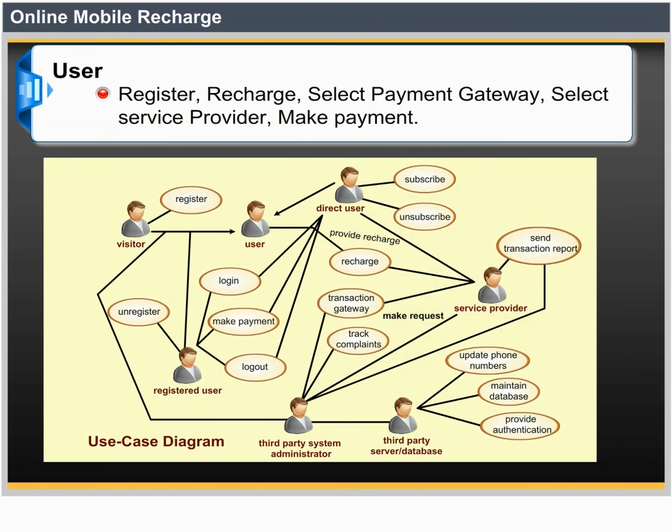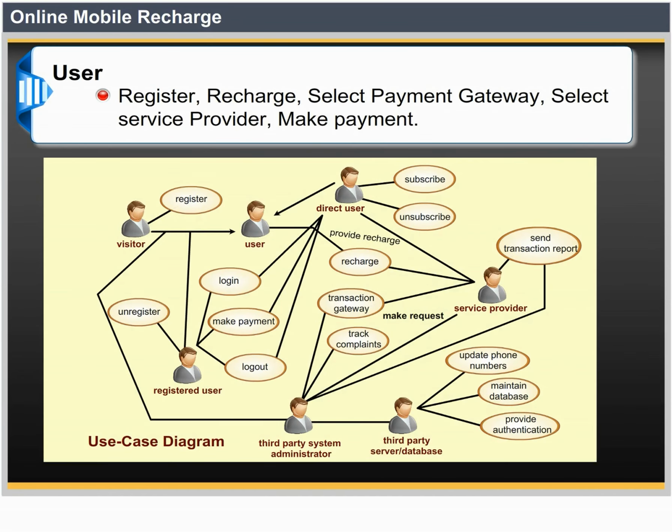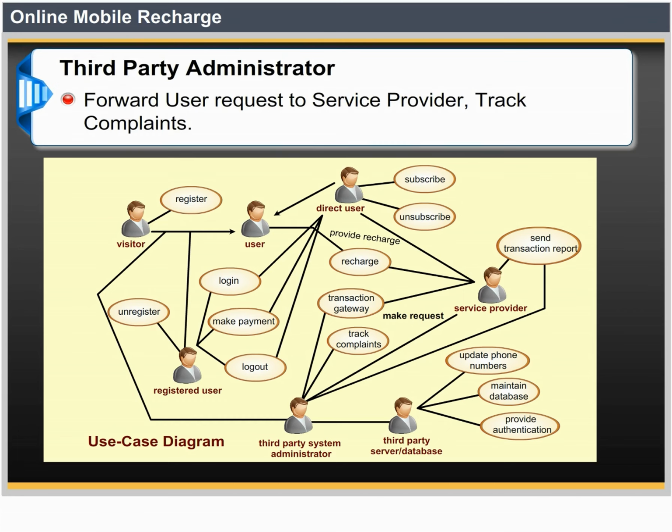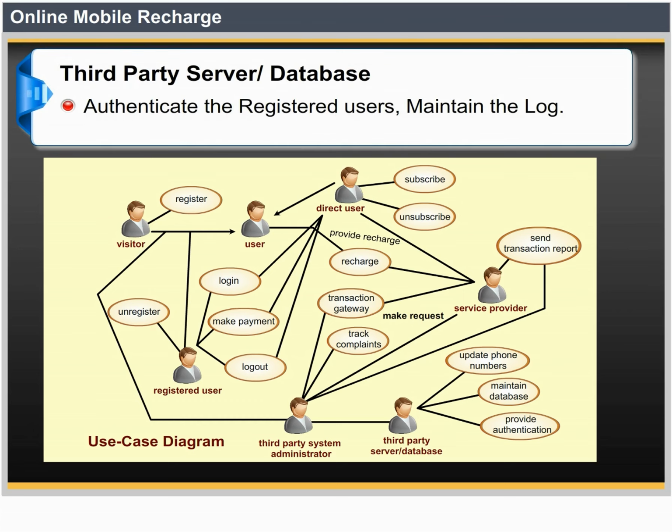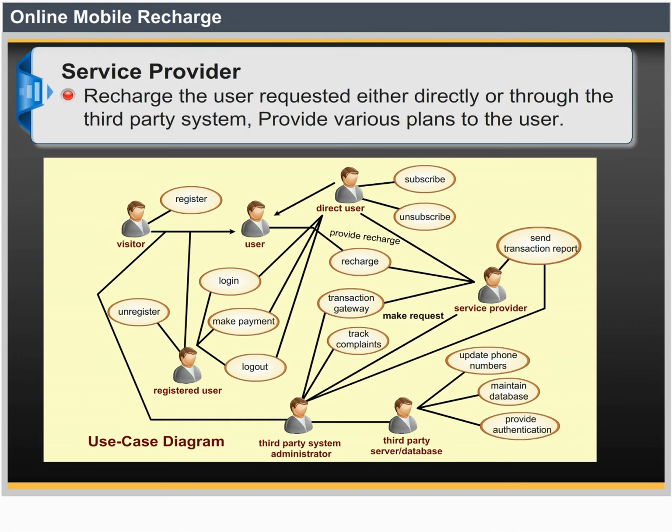Use case diagram. User: register, recharge, select payment gateway, select service provider and make payment. Third party administrator: forward user request to service provider and track compliance. Third party server or database: authenticate the registered users and maintain the log. Service provider: recharge the users requested either directly or through the third party system, provide various plans to the user.